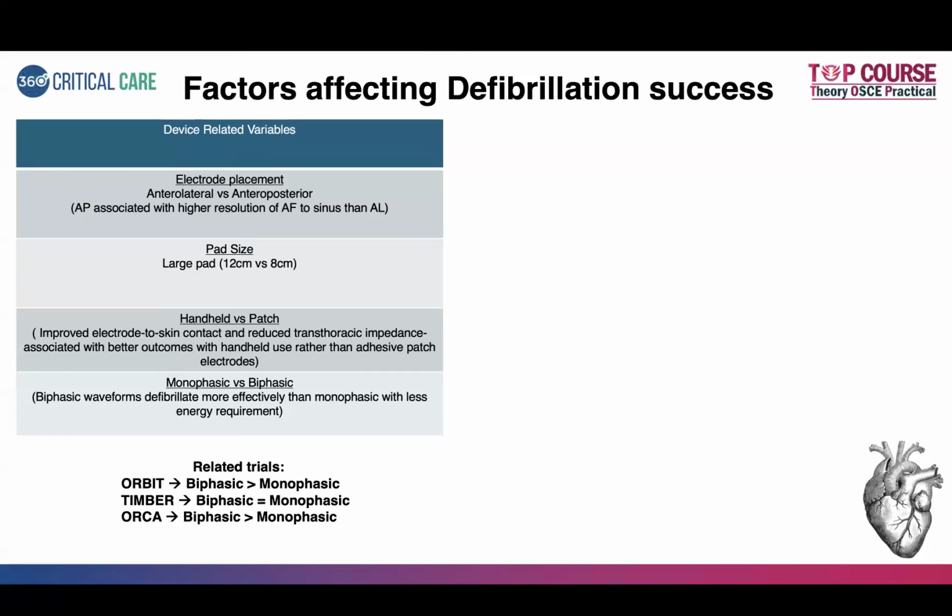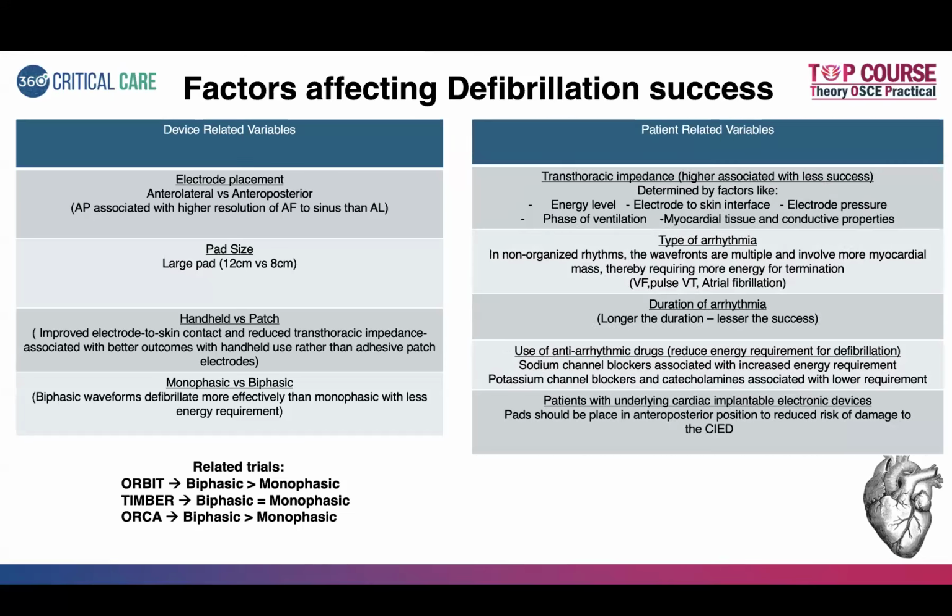In Orbit, they'd shown that biphasic is superior to monophasic, especially in patients with VT and VF. And Orca also showed the same. Whereas in Timber, they said that biphasic is almost equivalent to monophasic. So the O's were in favor of biphasic, the T was in favor of either of them. So the most preferred mode is to go with biphasic, whereas if a biphasic defibrillator is not available, then you can go with monophasic, but the dose of monophasic in a defibrillated state is 360 joules.